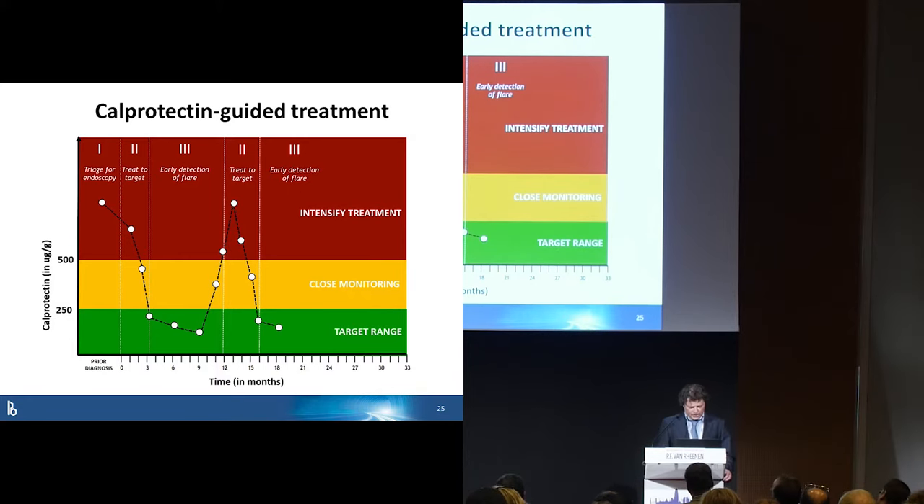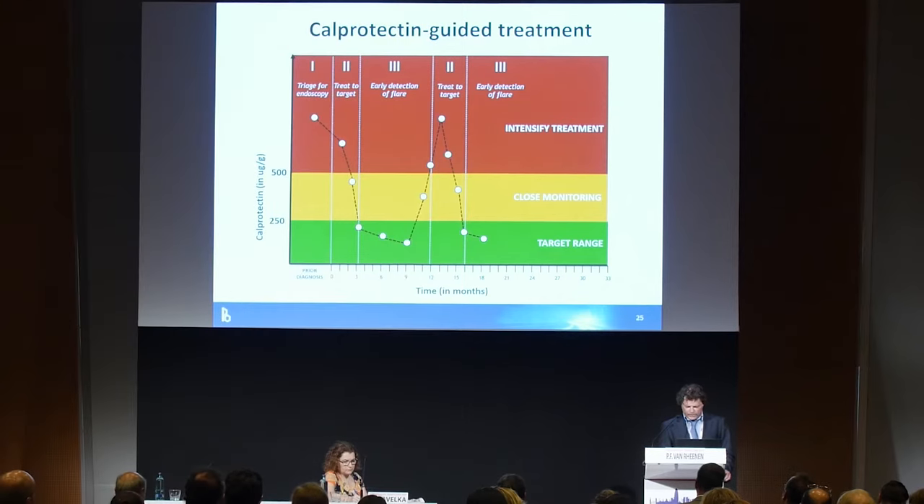And when we have reached that stage, then we are in stage 3 of monitoring, and from that moment onwards, we use the test to detect an early flare. Then the interval between testing will be a bit longer, 3 months instead of 1 month. And then as soon as the calprotectin rises out of the target range, we shorten the testing interval, and if it reaches the red area, we have to change our treatment plan. This is how it works for us.